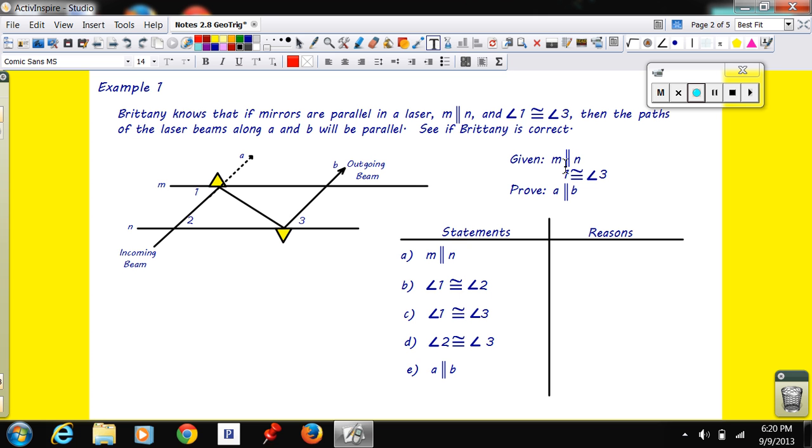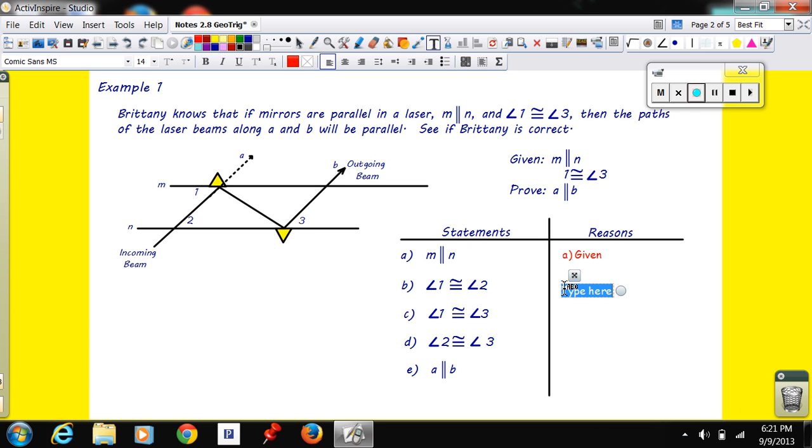So given is that M is parallel to N. That's given to us. So this time we're not proving that the lines are parallel. M and N are parallel. We're trying to prove that lines A and B are actually parallel to each other. That's what we're trying to prove, that these laser beam lines are parallel to each other. They come off the mirrors at the same angles. So this first one for A is given. That's our A.